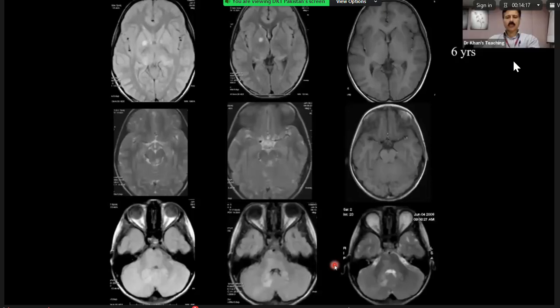How will you do the scan? Sorry? Technique-wise, whole of the neural axis, with contrast, without contrast? I don't think contrast would be necessary to identify them. I would look on flare supratentorially and T2 in the spine and posterior fossa.